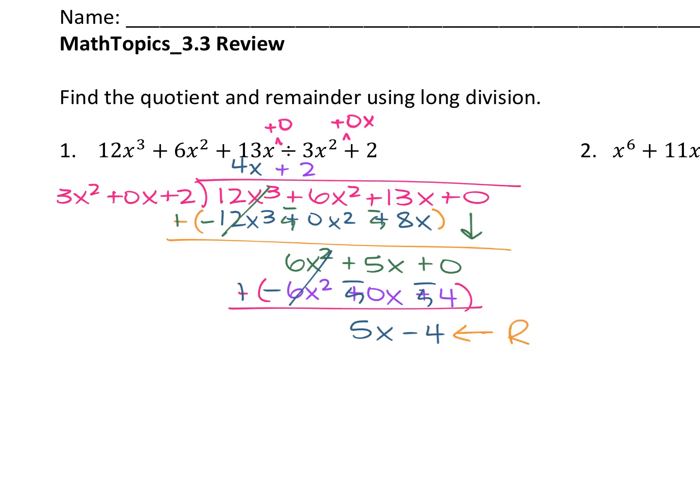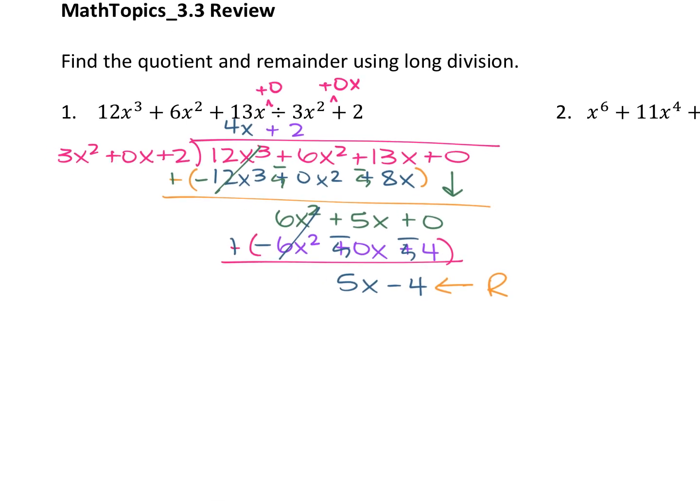So since that 5x minus 4 is our remainder, we're going to put it over what we divided by within our answer. So our answer for this one is just going to be 4x plus 2 plus our remainder, which is 5x minus 4, over what we divided by, which is 3x squared plus 2.